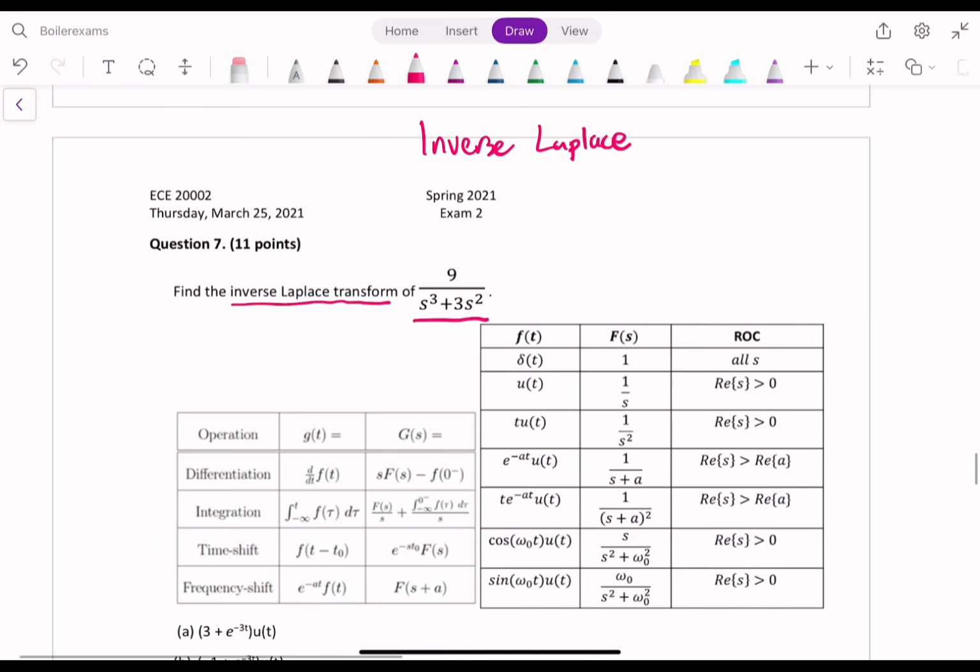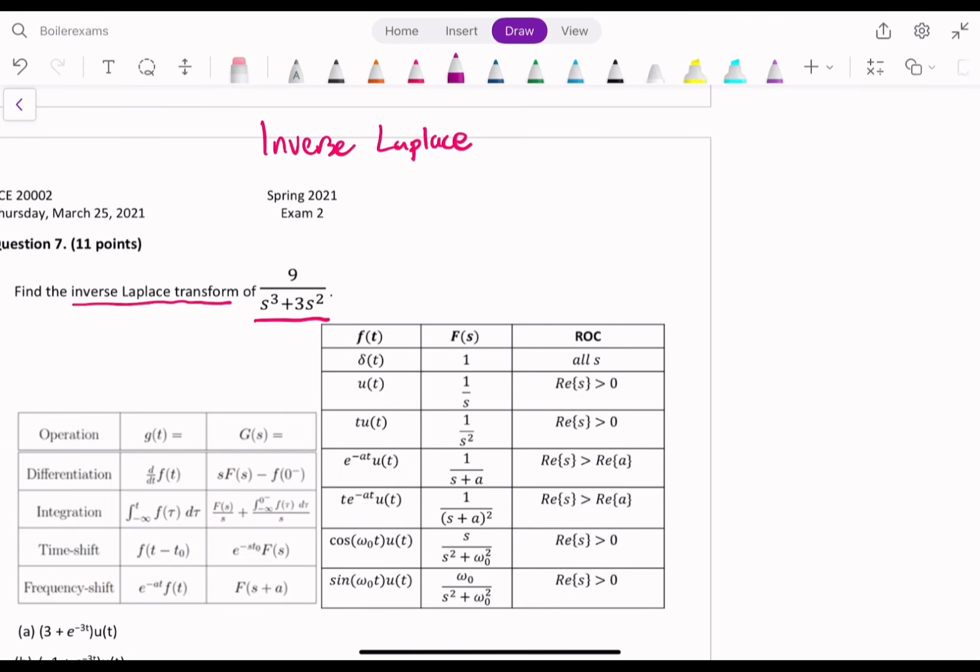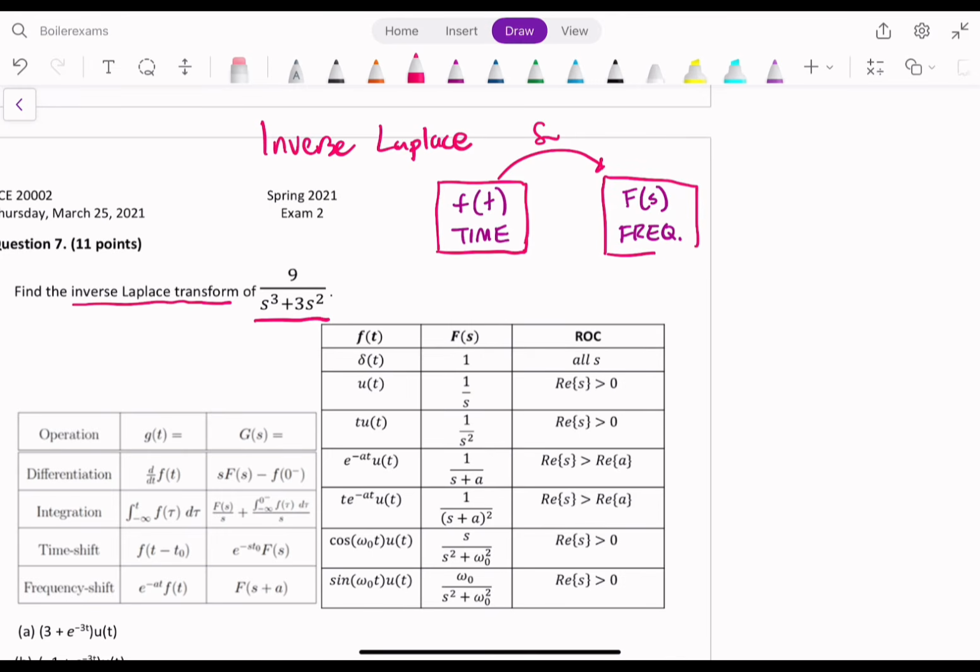Just as a review of what Laplace is, say we have some function f of t, some function within the time domain. If we perform a Laplace transform on that function, we are going to get a function of s within the frequency domain, so some function of s. Now, in this question, they have given us that function of s right here.